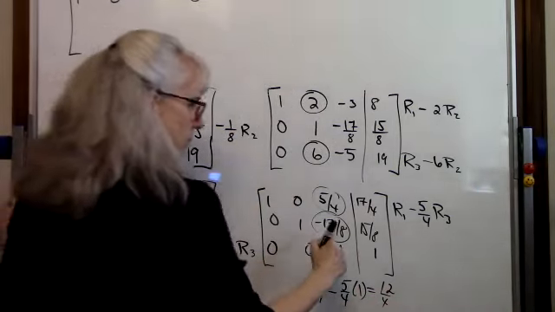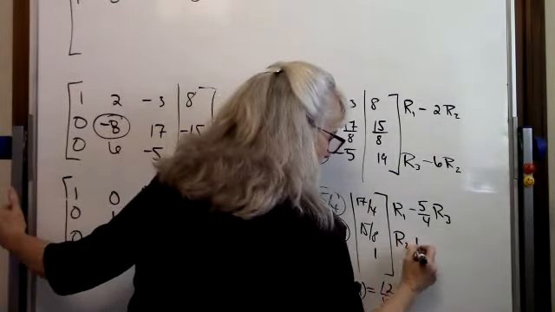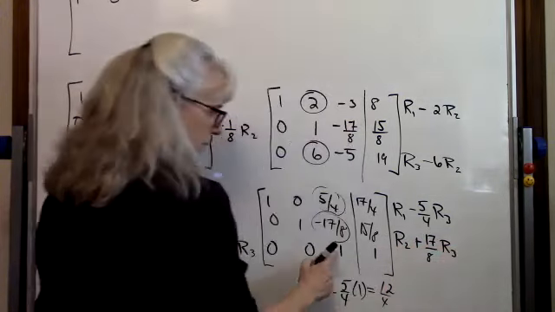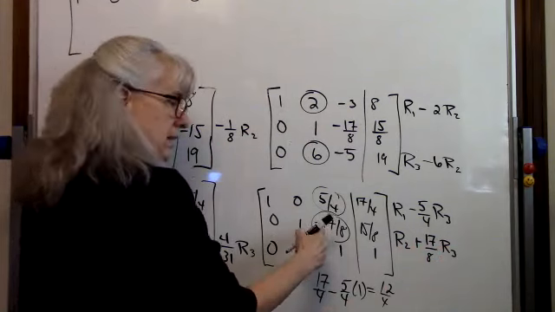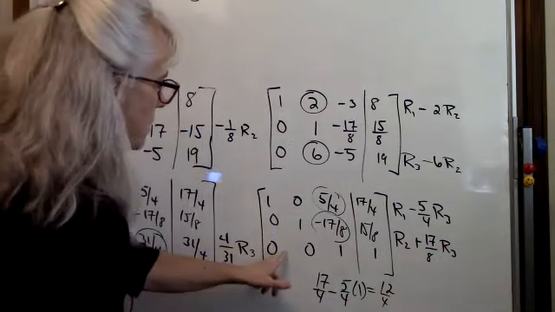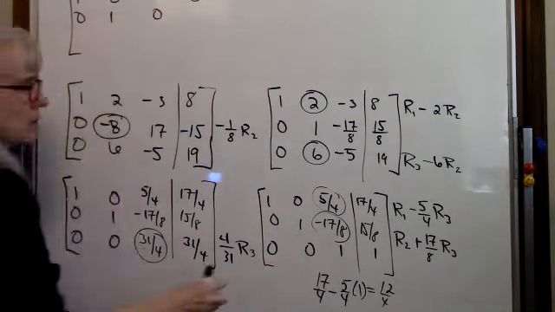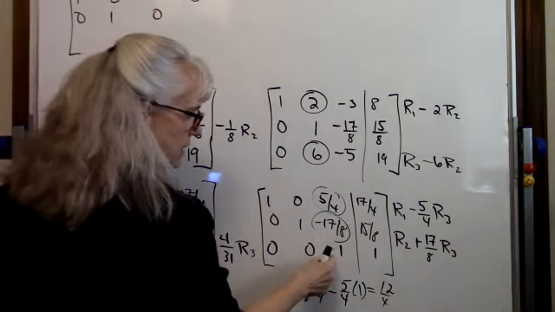Now we got to get a 0 here. So we're going to come in and take row 2 plus this time 17/8 times row 3. Again, multiplying this guy by 17/8 and adding it to this one will give us our 0. We're not going to mess up the first 2 entries. So we have 0, 1. We know we've got a 0. Negative 17/8 plus 17/8 is 0.